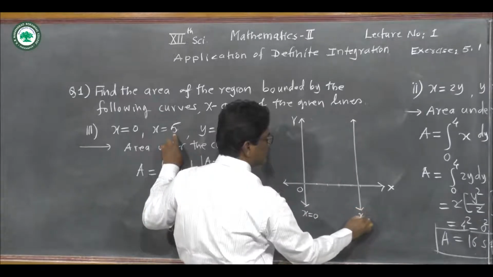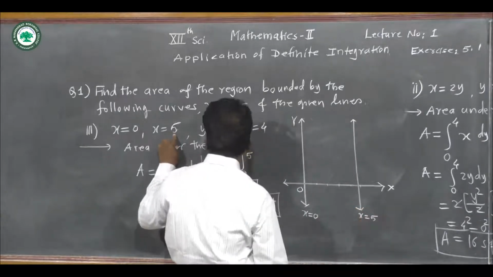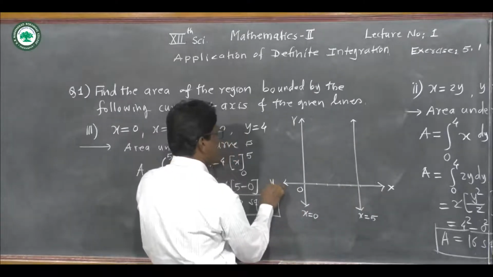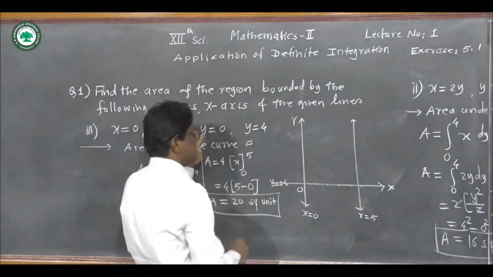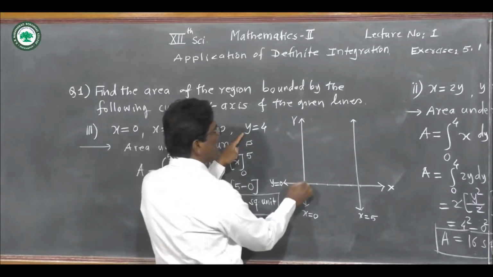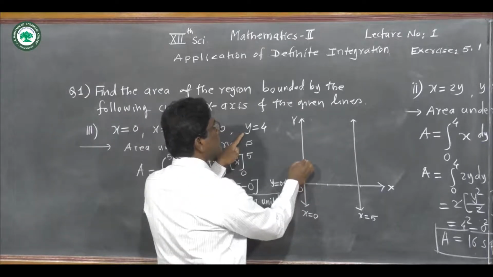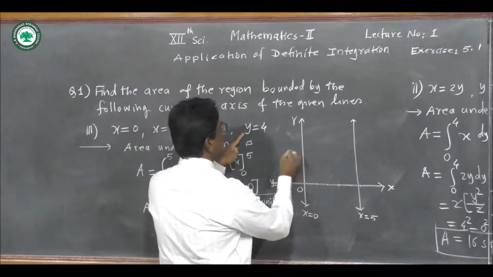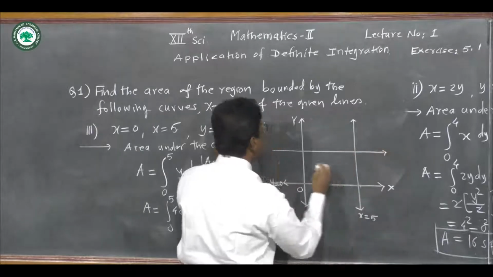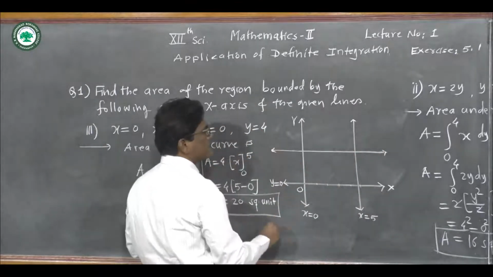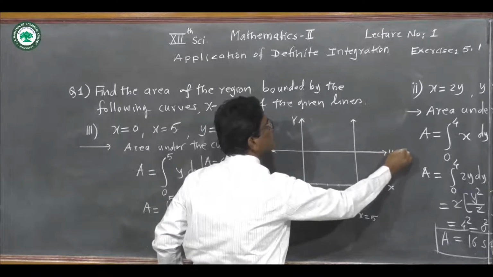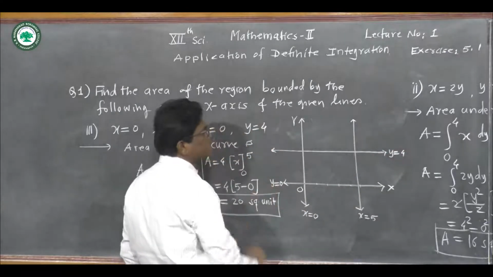X is equal to 5. Then y is equal to 0. Y is equal to 0 on the x-axis. And y is equal to 4. So 1, 2, 3 and 4 suppose here. So y is equal to 4 is the line parallel to which axis? X-axis. Here y is equal to 0.